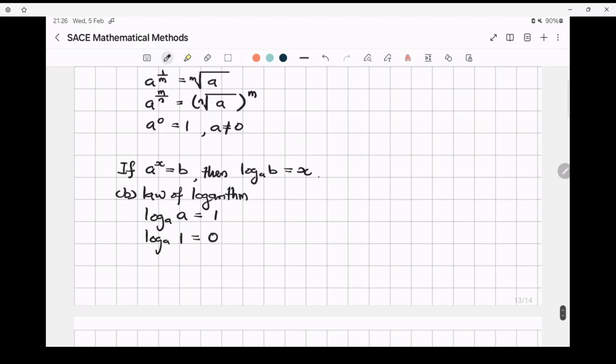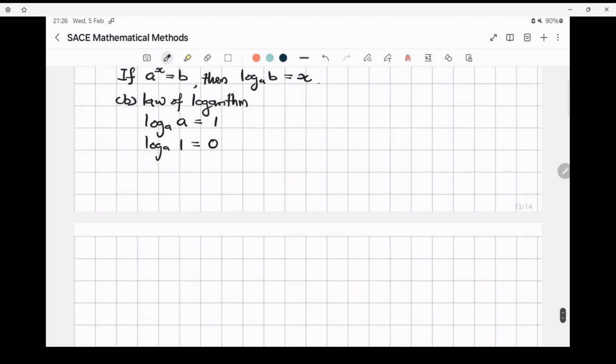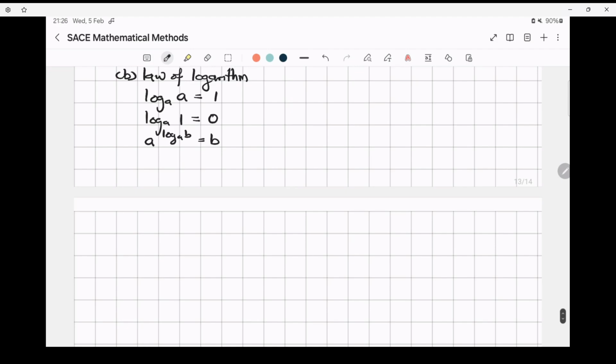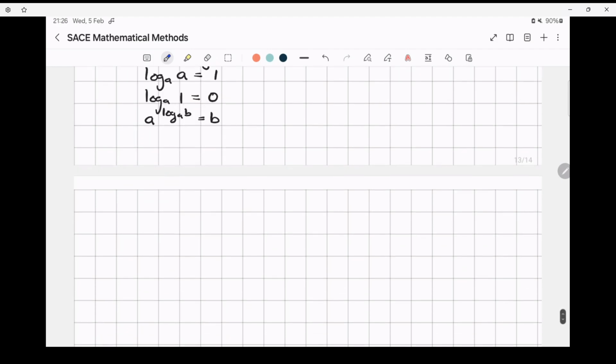So for logarithm, there are things that I think is better for us to prove, and I leave it here. So there is this third property, a to the power of log base a of b equals b. So how do we prove it? Let's look at this particular proof. This is kind of important.